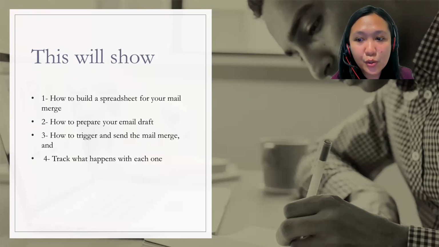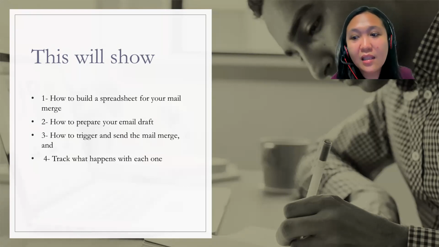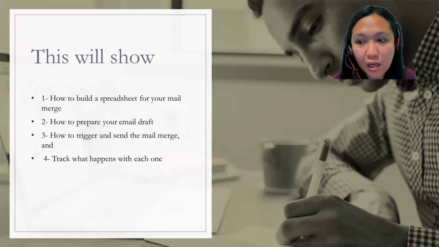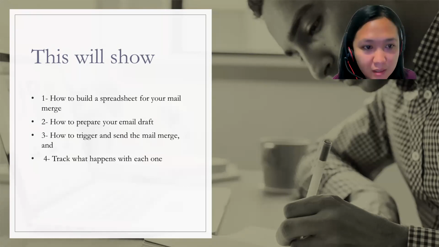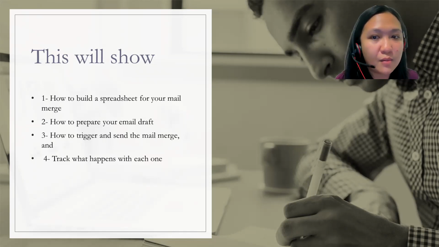YAM is a mail merge tool that combines two elements of your Google account: a Google Sheet and an email draft in your Gmail. And it combines them to send emails on your behalf. I'm going to demonstrate that later on. Not only that, but YAM also allows you to track what happens with each of those emails that you have sent.